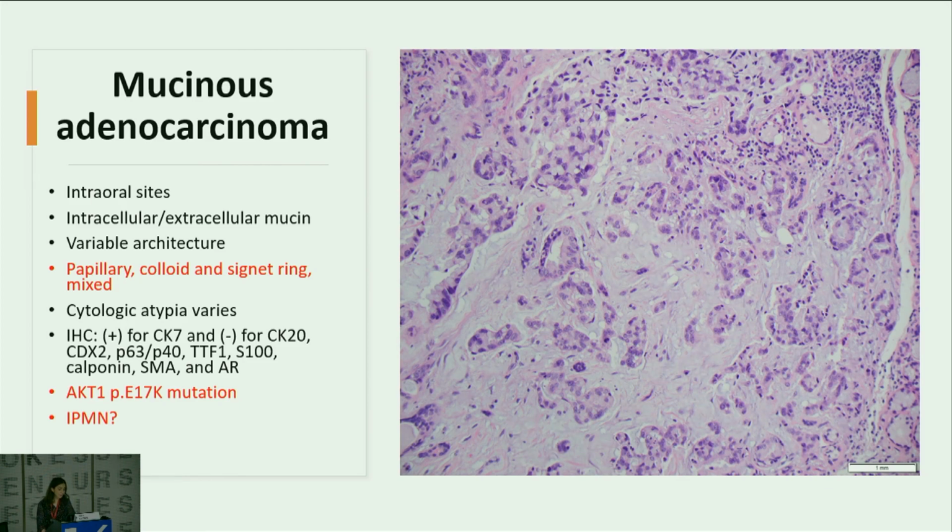What is interesting about this entity, and maybe that's why it's now listed as a separate entity, is that it shows recurrent AKT1 mutation. There are reported cases of what we call intraductal papillary mucinous neoplasm, or IPMN, of salivary gland that has similarity to IPMN of the pancreas. It's a lesion that shows papillary and mucinous features with intraductal or cystic features. This is an emerging entity. It's not listed in the WHO, but it's also reported to have the AKT1 mutation. So people think that it's closely related to mucinous adenocarcinoma.